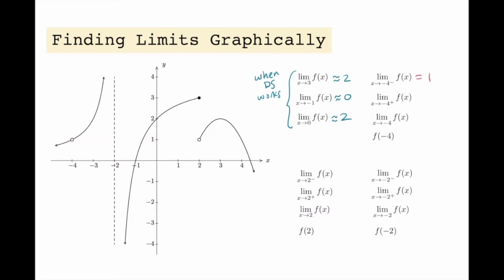The second limit underneath that, we have x approaching -4, but from the right-hand side. So it's the same place here, but now we're going along the function from the other direction.